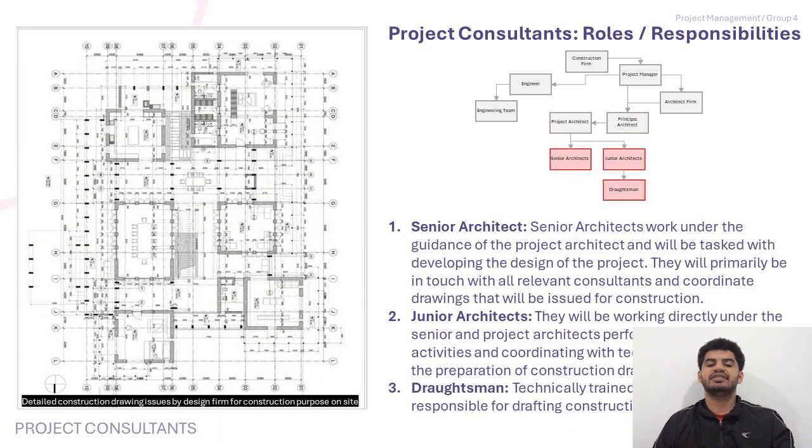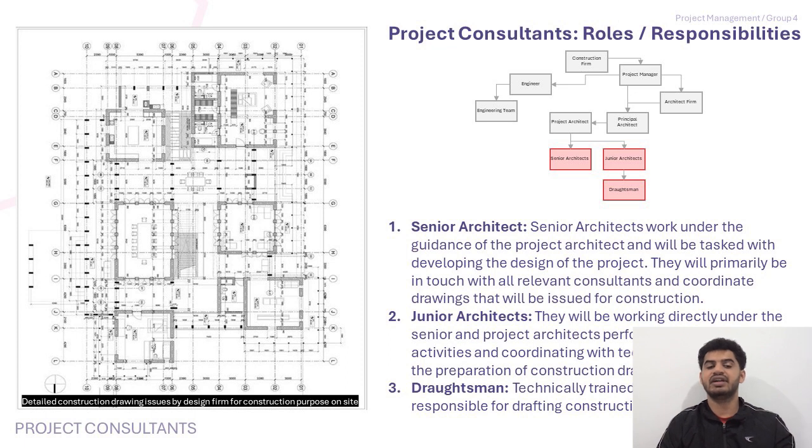In this slide, we will see the essential roles within our architectural team that contribute to the successful delivery of our projects. First, let's talk about the role of senior architects. These highly skilled professionals operate under the project architect's guidelines. Their main responsibility is to develop the overarching design of our projects. This is not just a creative endeavor, it involves complex problem solving to ensure our designs meet clients' needs and comply with regulatory standards.